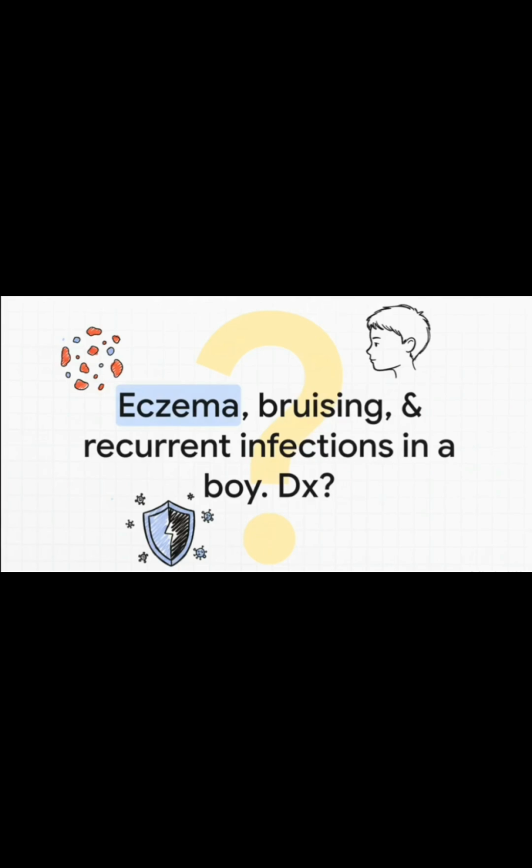Let's try another one. A little boy shows up with that classic triad: eczema, easy bruising because of low platelets, and constant infections. When you see those 3 things together, your brain should practically shout the mnemonic: W for Wiskott-Aldrich, A, T for thrombocytopenia, E for eczema, and R for recurrent infections. It is a textbook match for Wiskott-Aldrich syndrome.